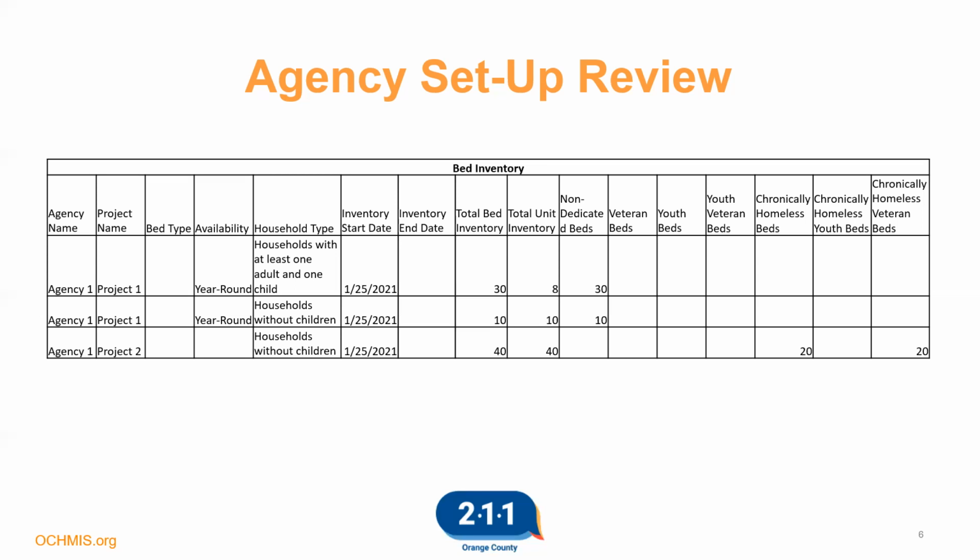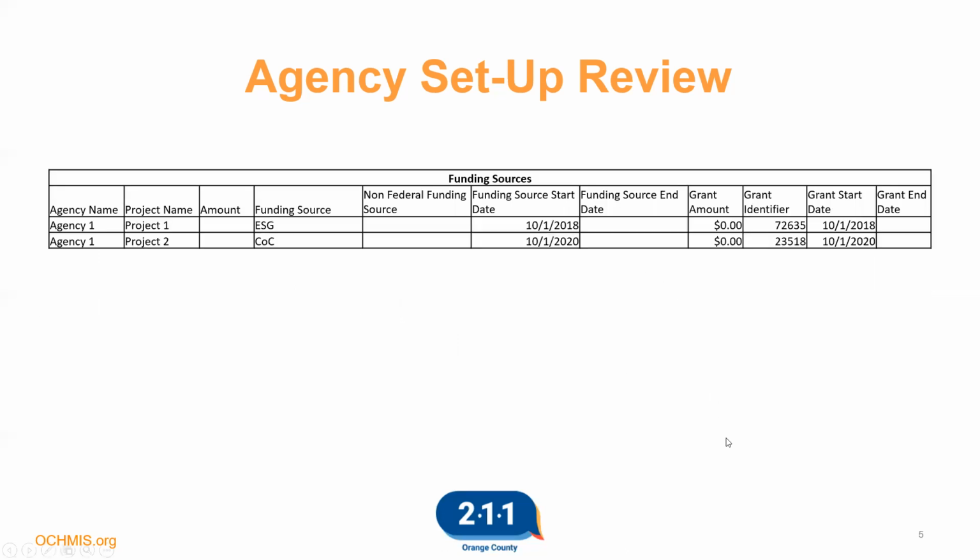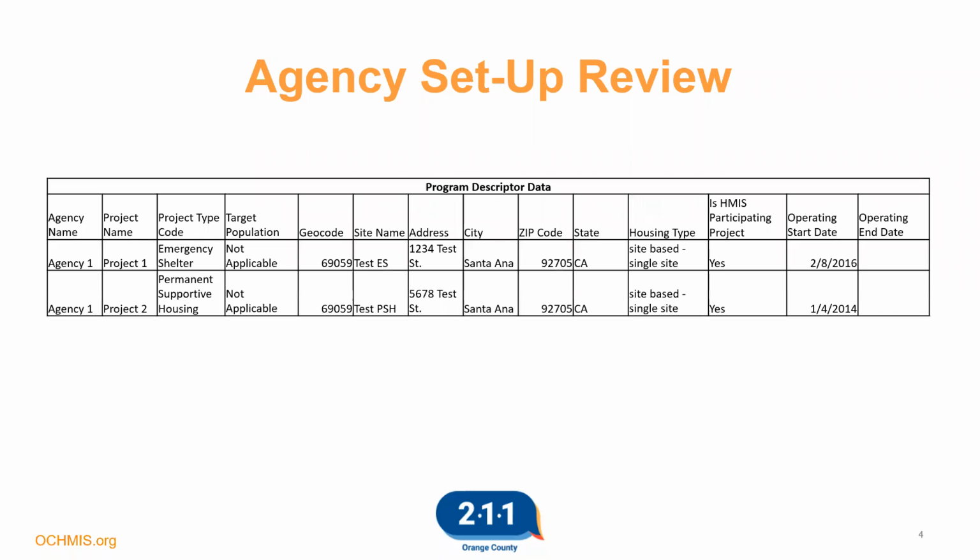Can you click between them? Oh yeah. So this is bed inventory. This is funding sources. And then the program descriptor data. Okay. This is pretty thorough. I mean, this just really looks like the information that's on the HIC answer form anyway. So I think this is really good.